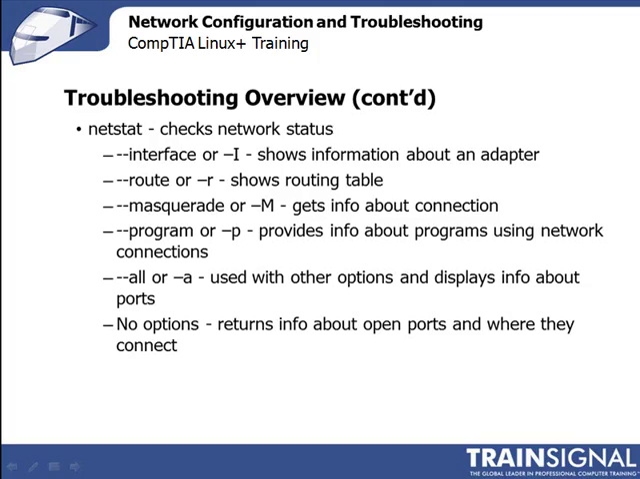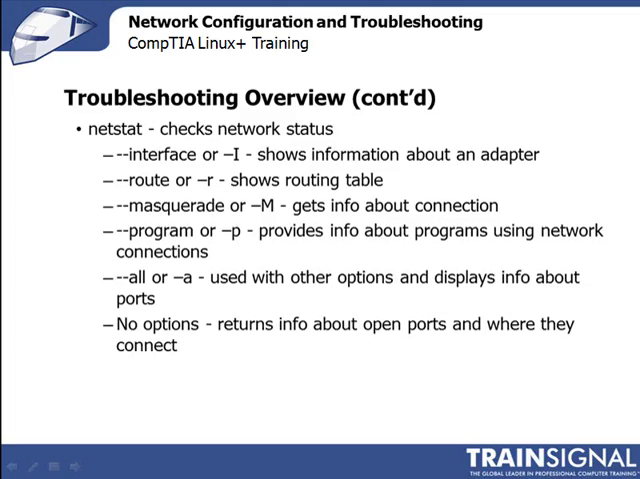The netstat command has several options. The first is --interface or -i, which shows information about the adapter, sort of like the ifconfig command. --route or -r shows the routing table, just like the route command would. --masquerade or -m will obtain information about the connection using NAT features. NAT features use the name IP masquerading. This is useful for networks with limited numbers of IPs.